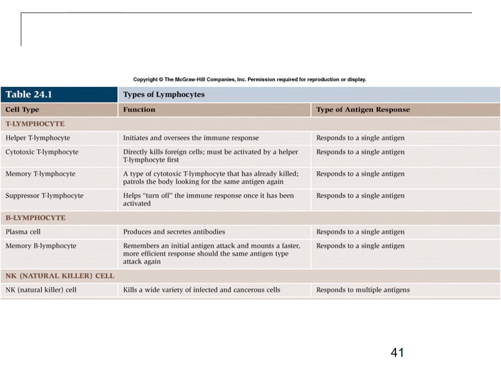One of the things that makes HIV as bad as it is is that HIV specifically hits helper T cells, and that cripples the rest of the immune system in terms of its reaction. So the T lymphocytes and B lymphocytes are parts of the acquired immune response that responds to a single antigen, and the natural killer cell is part of the innate immune system that responds to multiple antigens and kills a wide variety of both infected and cancerous cells.